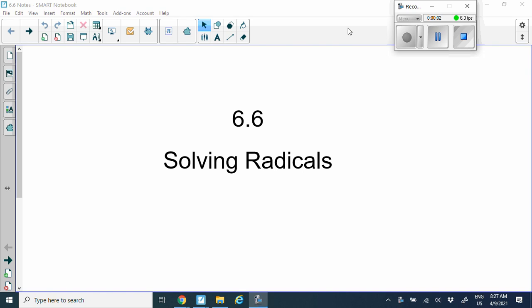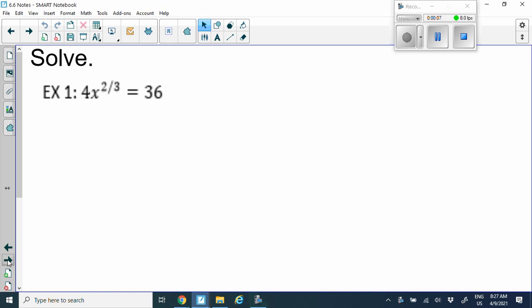Hey guys, so here's the notes for 6.6. We're going to be talking about solving radicals. Okay, so how do we solve a radical?